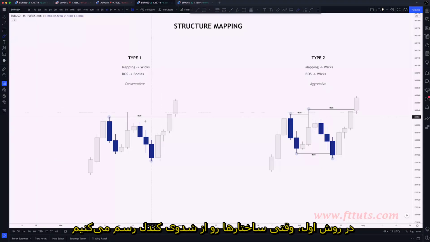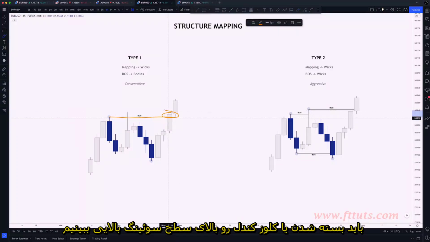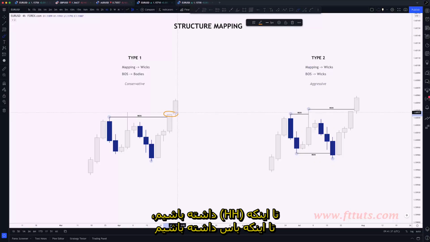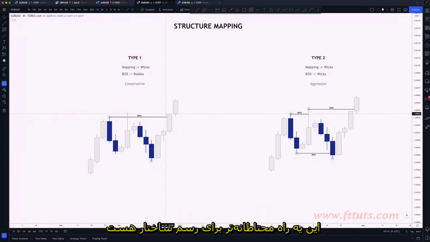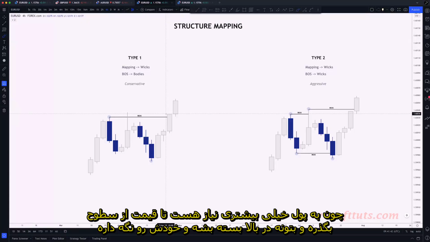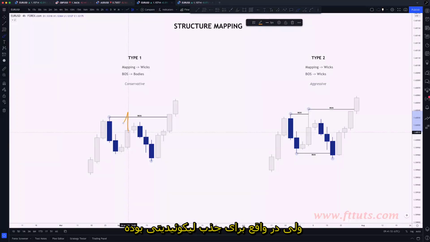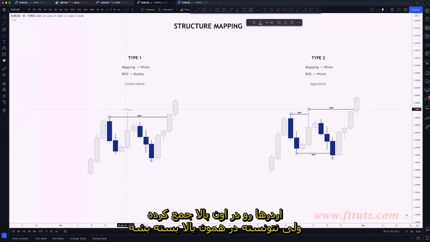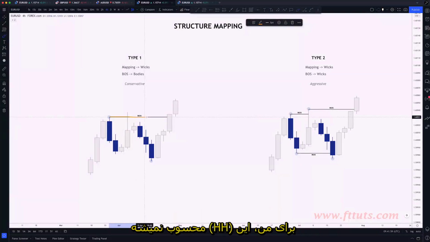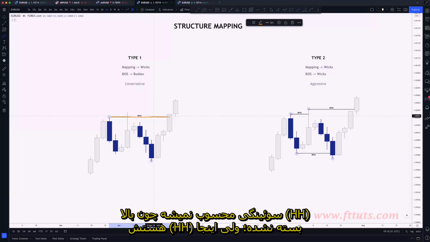So for type 1, when you draw your structure from the wick of the candle, you need to see a candle close above that swing high for there to be a break of structure. Now, this is a bit more of a conservative way of mapping your structure because it's going to take a lot more money, right, to actually get price to breach that high and to maintain above that high and to close above that high. So here you can see where price spiked above it. Actually, it was just what's called a liquidity grab, right? It grabbed the orders behind that high, but it failed to close above there. So for me at that point, that would not be a swing higher high because it didn't close above until we get this closure here.